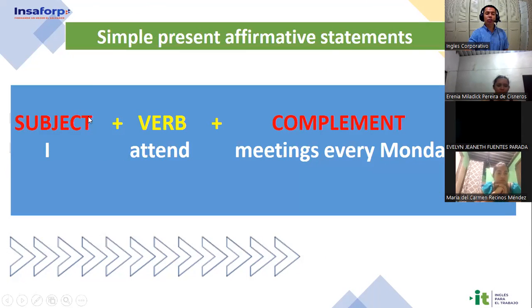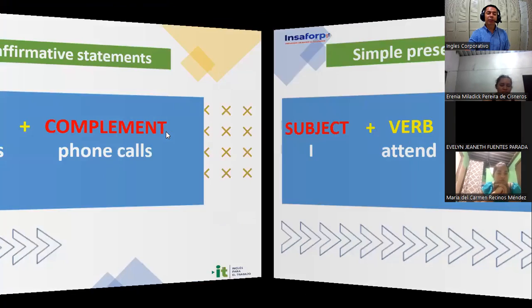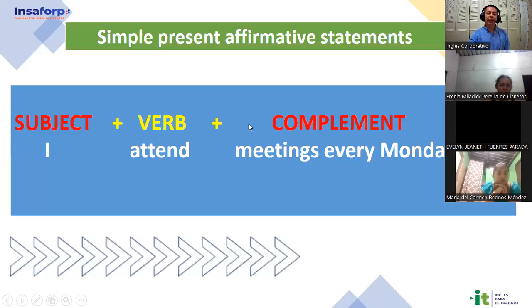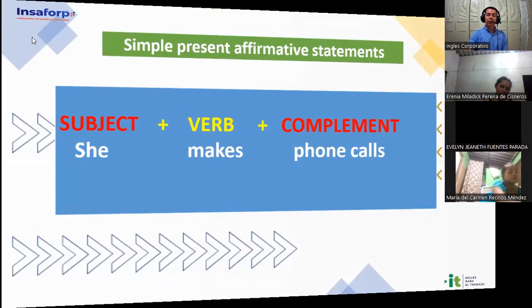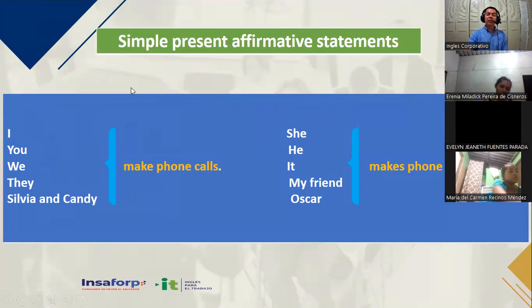Now, this is the structure. In the simple present, we have the subject, the verb, and the complement, right? And you say, I attend meetings every Monday. I attend meetings every Monday. Right? Good. And when it's third person singular, we say, she makes phone calls. You don't say she make. No, no, no. We say she makes phone calls, right? Good. Let's continue.